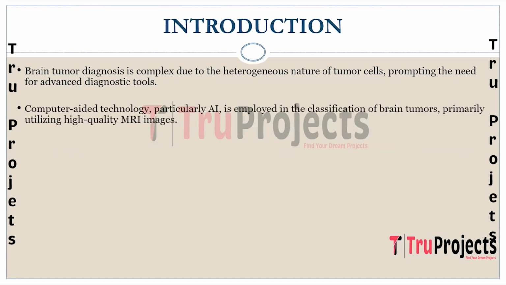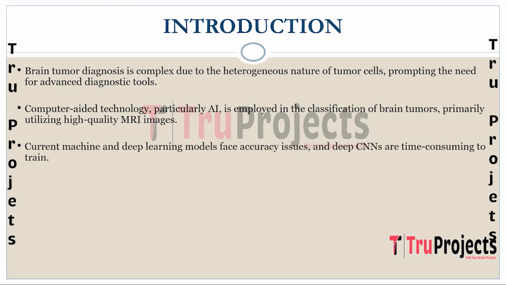Modern diagnostic systems leverage computer-aided technology to effectively diagnose brain tumors using magnetic resonance imaging, which is MRI. MRI is the preferred technique due to its high quality of imaging, making it a primary choice for brain tumor classification. Artificial intelligence is emerging as a vital tool to address these challenges associated with brain tumor classification.